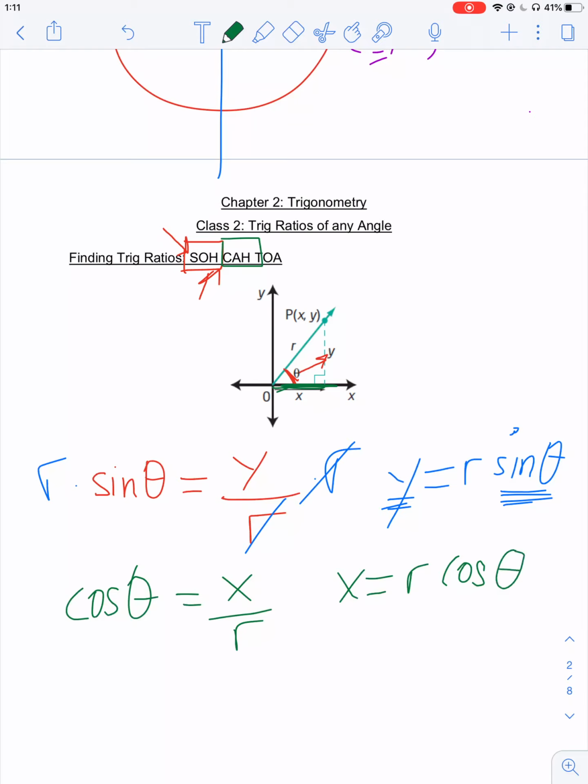Which is kind of like what I showed you, except that in my case, I picked a unit circle, and you will talk a lot about unit circle in 30-1. So if r is equal to 1, then x is just cos theta, right?